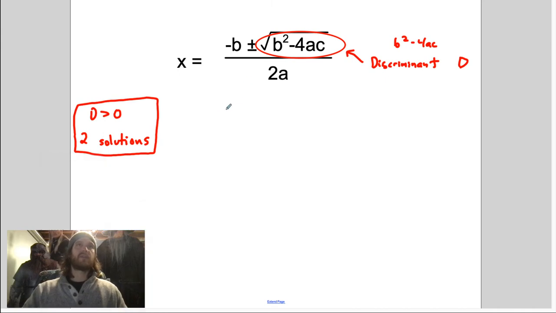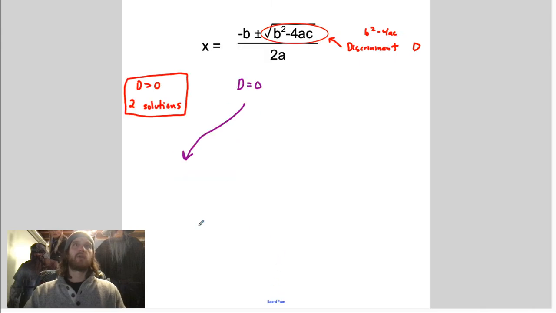Okay, well, what happens if you have a discriminant equal to 0? Let's think about that. Let's do a quick example. I'm going to come down over here. If you have a discriminant equal to 0, let's think about x squared minus 6x plus 9 equals 0. Let's bust out the quadratic formula. We're going to do it fast.